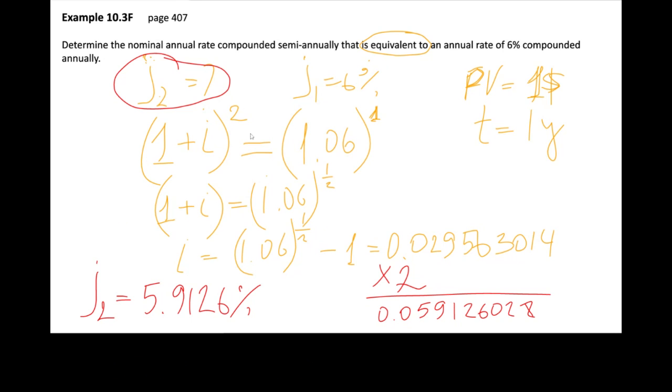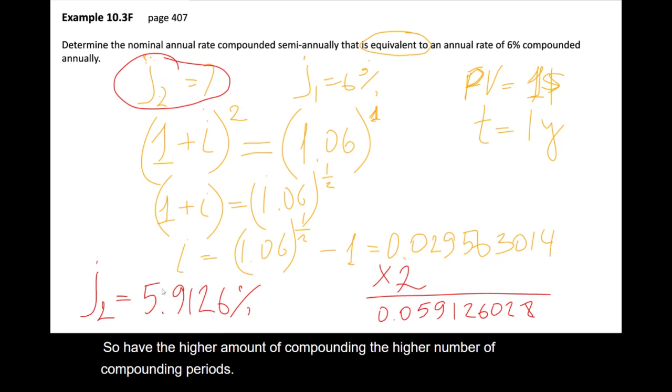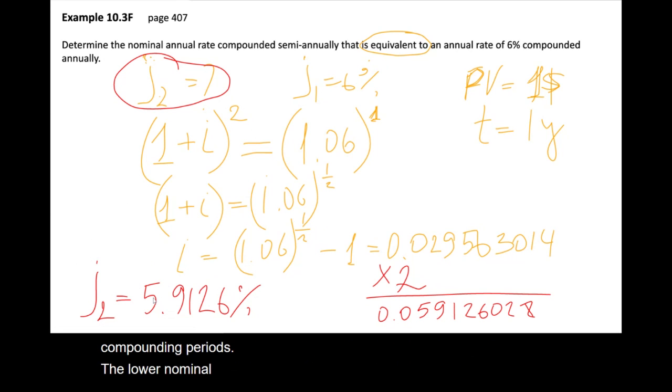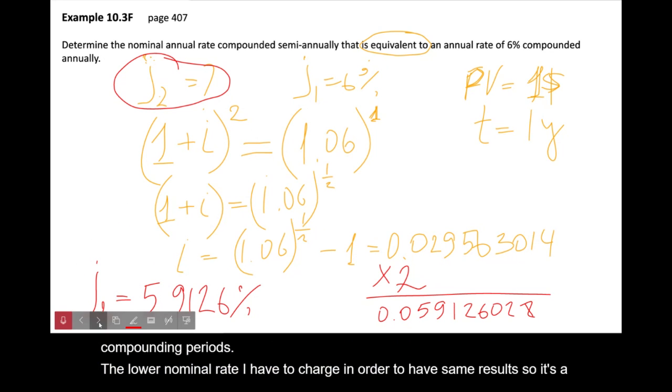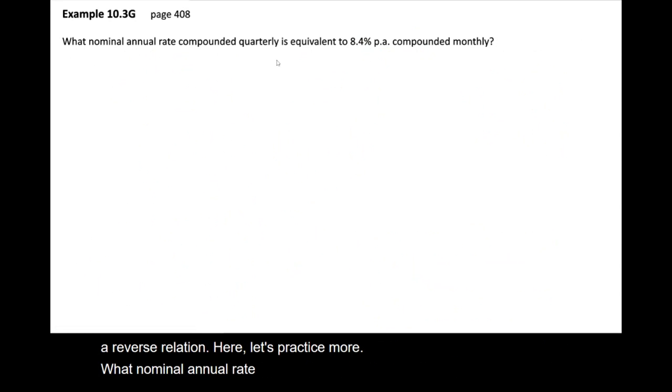So have a look. The higher the number of compounding periods, the lower the nominal rate I have to charge in order to have the same result. So it's a reverse relation here. Let's practice more. What nominal annual rate compounded quarterly is equivalent to 8.4% per annum compounded monthly?